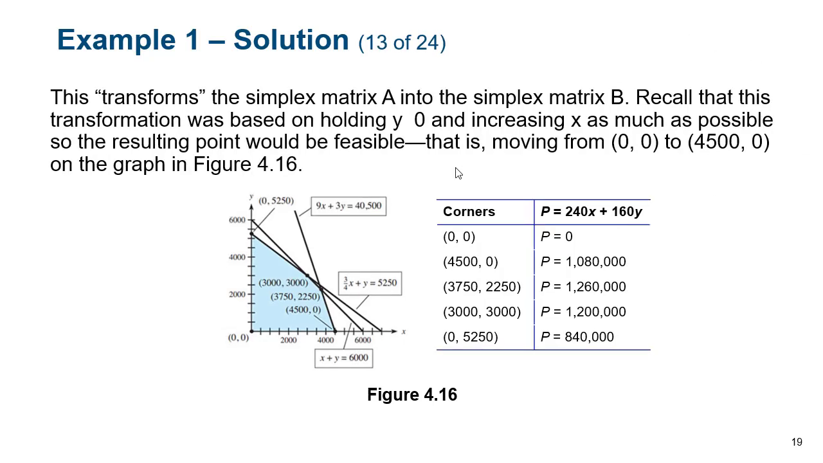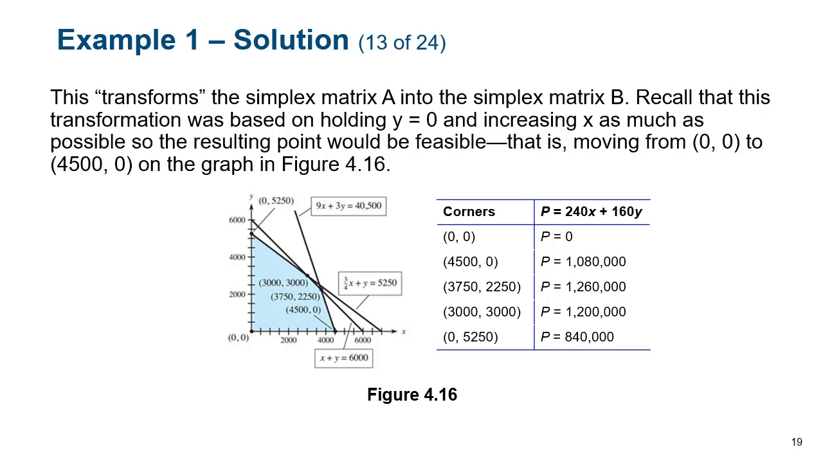In essence, right, we have held y equal to 0, and then we've increased x as much as possible. So we started at 0, 0. We held y there. We increased x as far as it could go. We got out to 4,500. We found this first corner point, and then we figured out what the profit was at that corner. And now we're going to augment it, right? We're going to basically transform it again. I should say transform instead of augment. Transform it again and find another corner point.